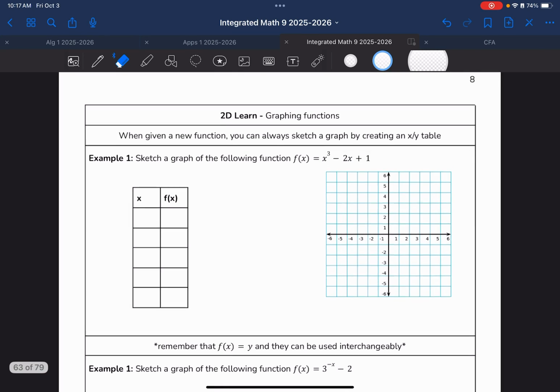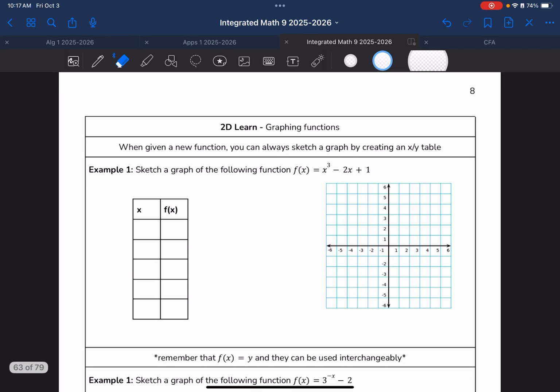All right, so in this video, I'm going to be talking through page 8 of the notes packet. This is where we're going to start graphing functions. The next week or so of this course is going to be very graphing heavy. We're going to be doing a lot of work with just plotting functions, figuring out what they look like, and getting a sense of what different equations look like when graphed.